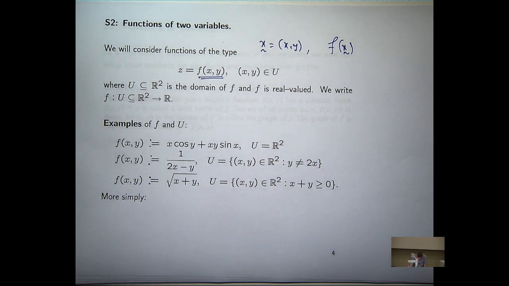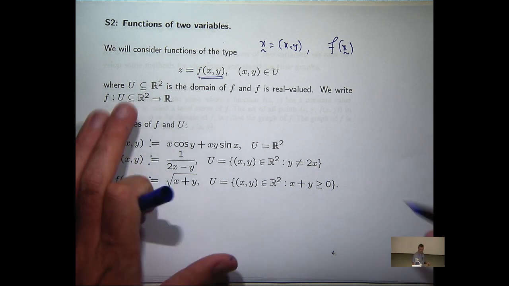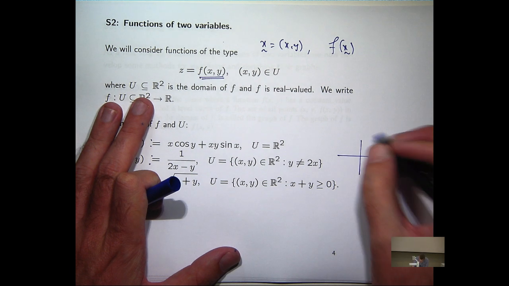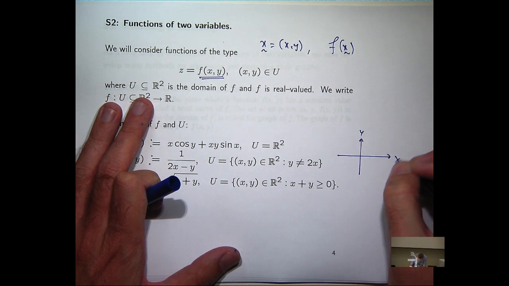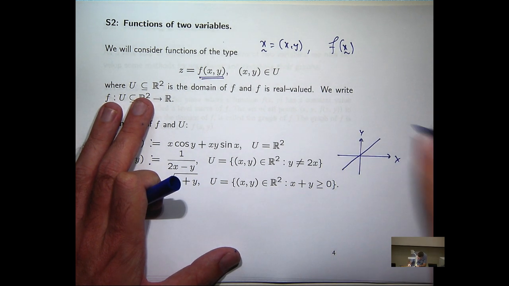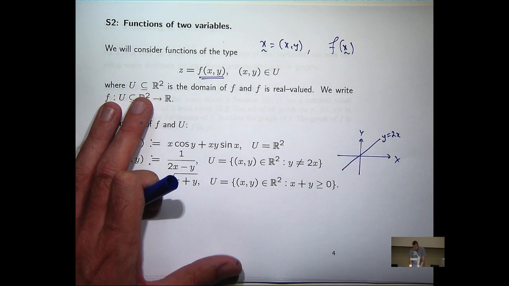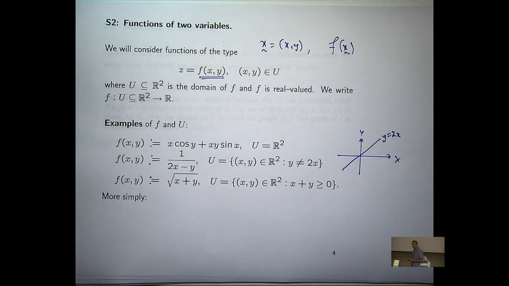So the domain for this second function is all those points in the plane such that the denominator's not 0. So what would that look like? Well, you've got the plane and you just pull out the points on the line y equals 2x. So imagine this is the domain. You pull out this line. So it's every point except for the points on this line. That's the domain of this function.